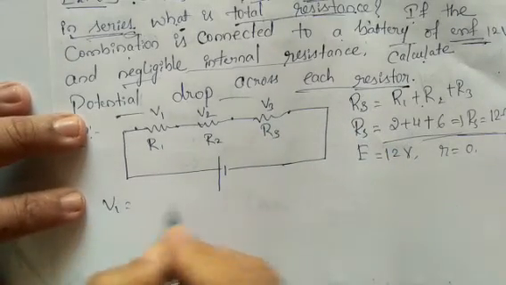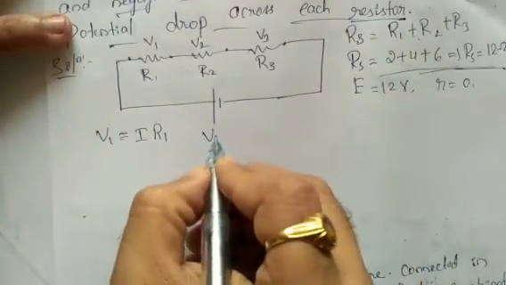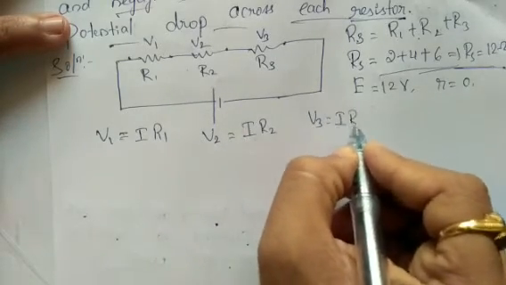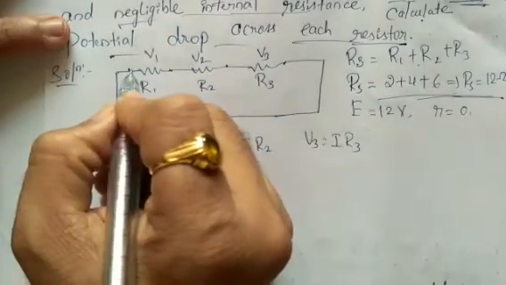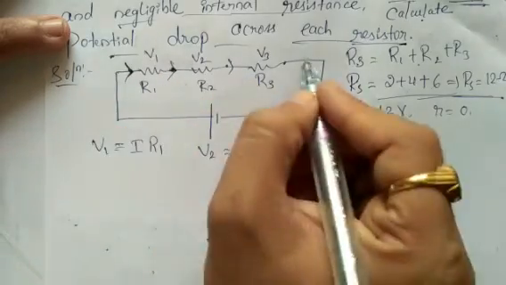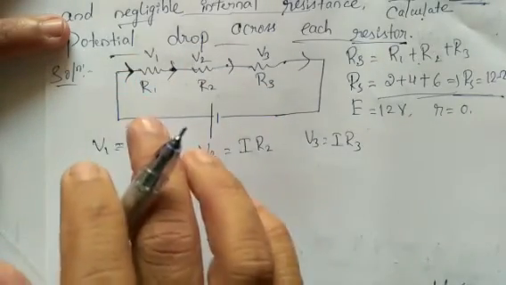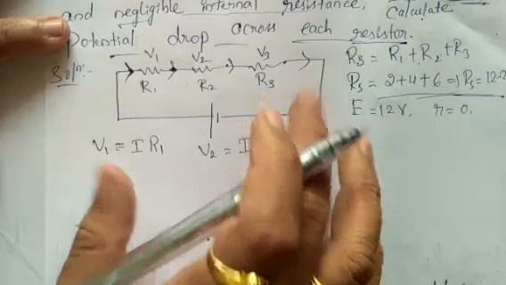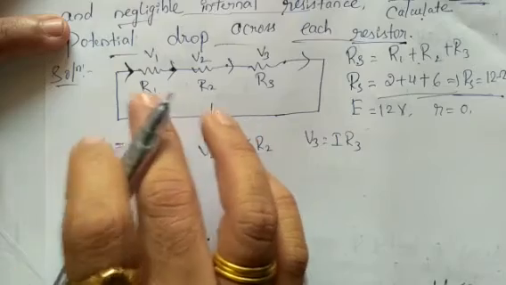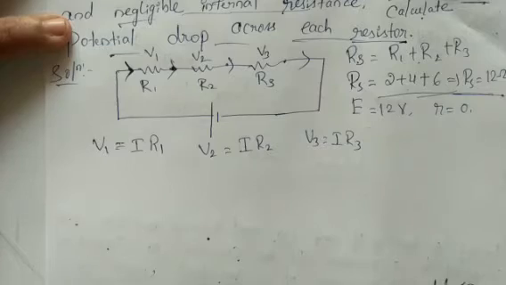V1 is equal to I into R1. Similarly, V2 is equal to I into R2, and similarly V3 is equal to I into R3. Because there is no alternate path, only a single path, the current remains the same. The charges don't have another path to move from one end of the combination to the other end, so the electric current always remains the same in a series combination.